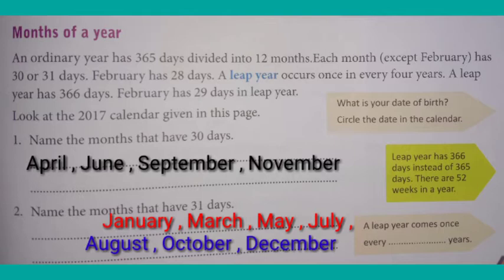Question number 1. Name the months that have 30 days. Here the answer is April, June, September and November. Question number 2. Name the months that have 31 days. Here the answer is January, March, May, July, August, October and December.